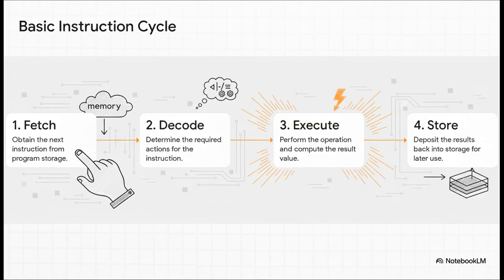And the CPU just chews through this list at an incredible speed using a simple four-step rhythm. We call it the instruction cycle. It goes like this. First, it fetches the next instruction from memory. Second, it decodes it to figure out what it's being asked to do. Third, it executes the command. And fourth, it stores the result. Fetch, decode, execute, store. Over and over and over, billions of times every second.